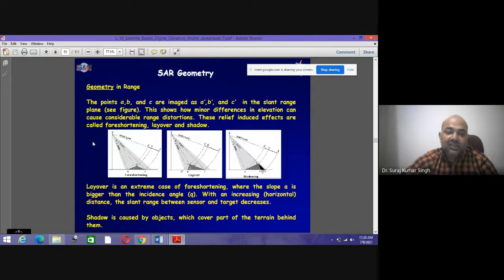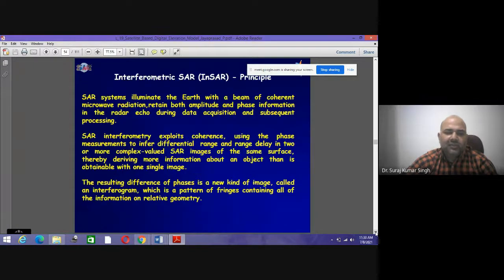Then these are the various radar geometries that we have already done in our earlier exercises. So this is a kind of revision. By seeing these photographs, you can revise all the topics that we have already covered in earlier exercises. Related to SAR Interferometry, the SAR system illuminates the earth with a beam of coherent microwave radiation which retains the amplitude and the phase information in the radar echo during data acquisition and subsequent processing.